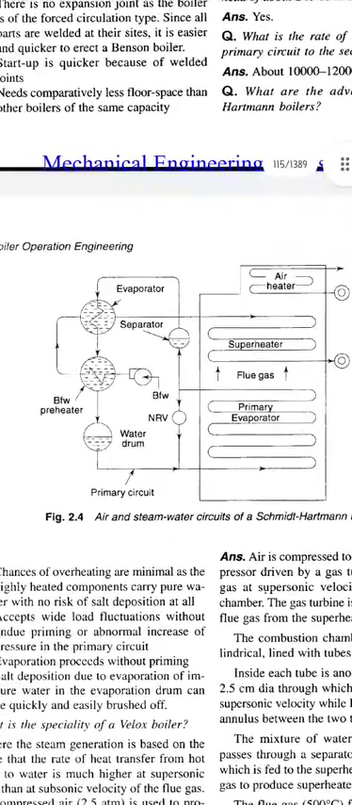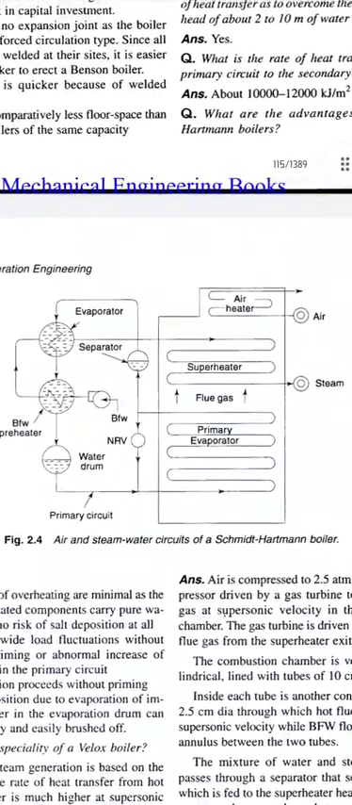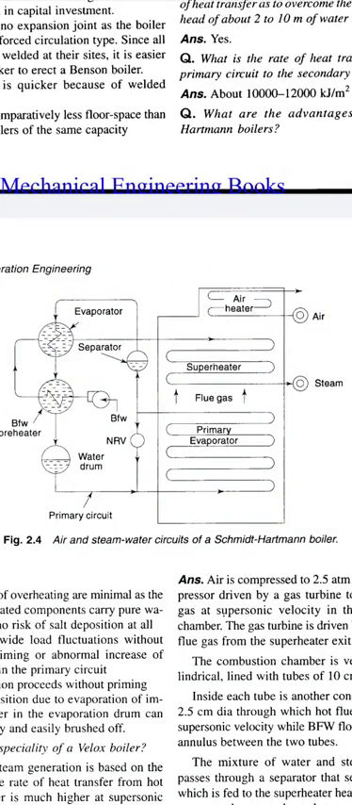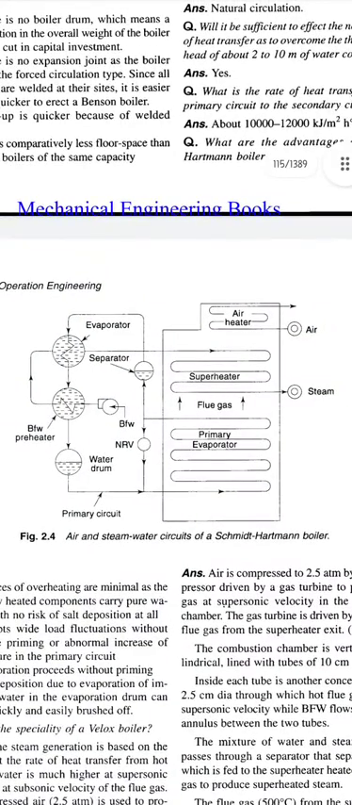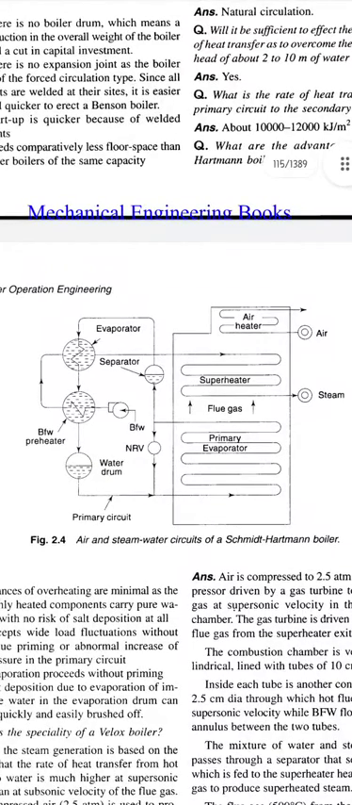So in this diagram we can see the air and steam water circuits of the Schmidt-Hartmann boiler. On the left side of the diagram we can see the boiler feed water heater and boiler feed water pump, and it goes to the boiler feed water preheater, then it goes to the evaporator, and from the evaporator it goes to the separator, then the water drum is available.